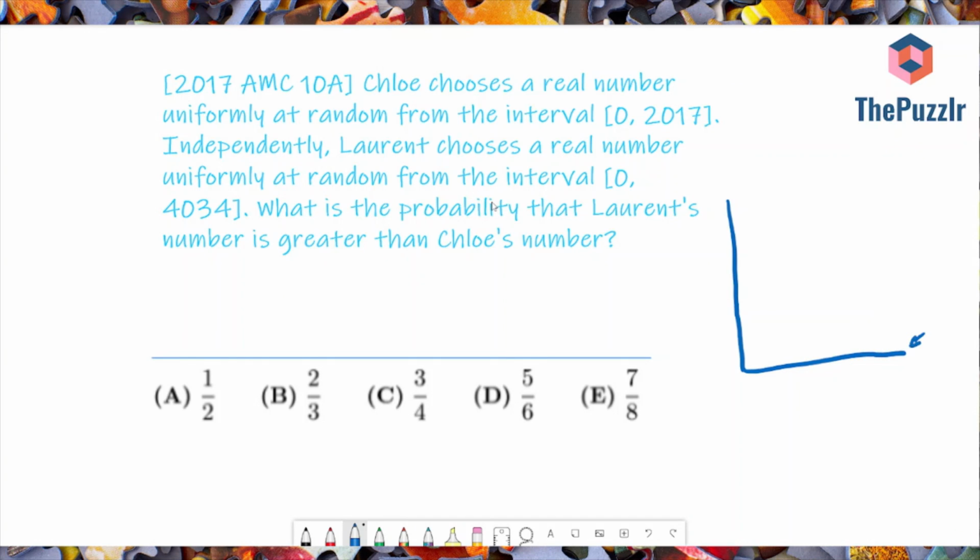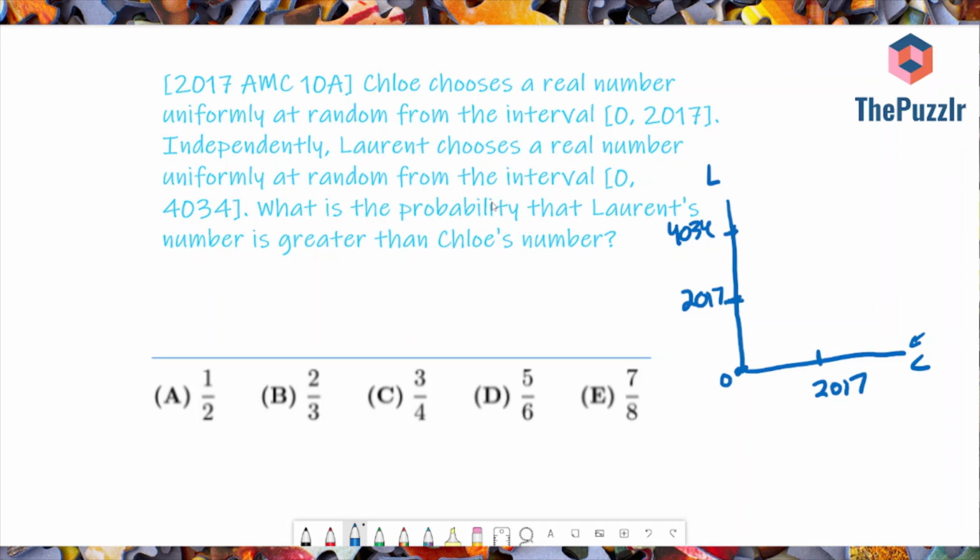And then I'm going to put Chloe's number on the x-axis, and Laurent's number on the y-axis. So we have 4034, and then each tick represents 2017, since that's what we're scaling by, no point in scaling by a number smaller than that. And then 2017.